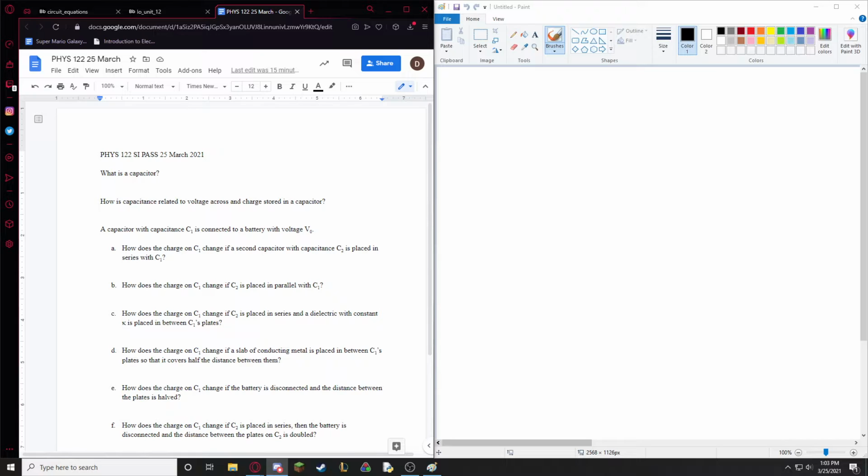So the first thing we want to know is, what exactly is a capacitor? What's your guys' best understanding of what a capacitor is? And also, what is capacitance?